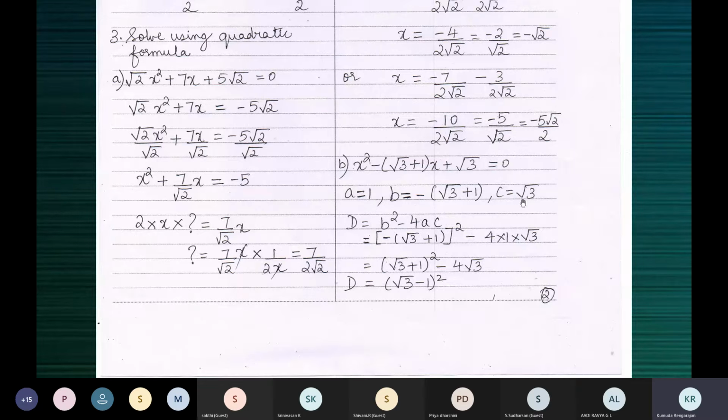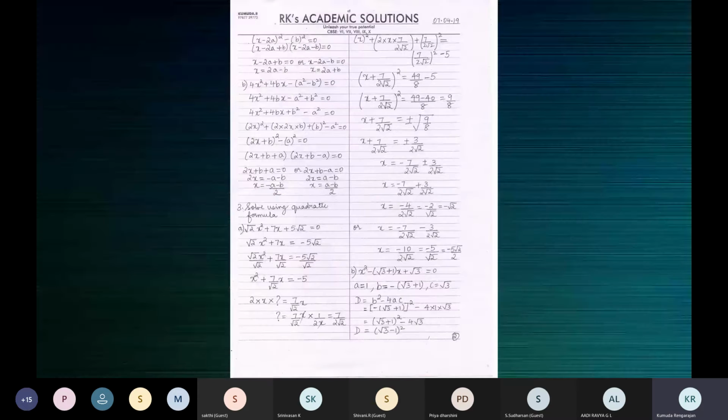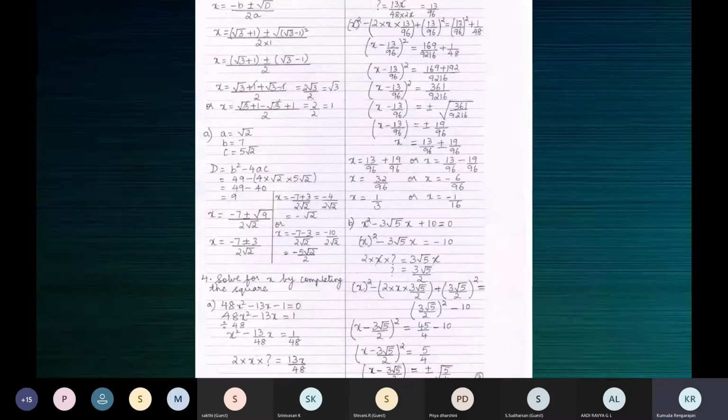Get the values of a, b, c. Next, find the discriminant by substituting the values of a, b, c in the expression b square minus 4ac. Now this looks like a plus b the whole square minus 4ab, which is a minus b the whole square. D is equal to root 3 minus 1 the whole square. Next, write the formula and substitute.